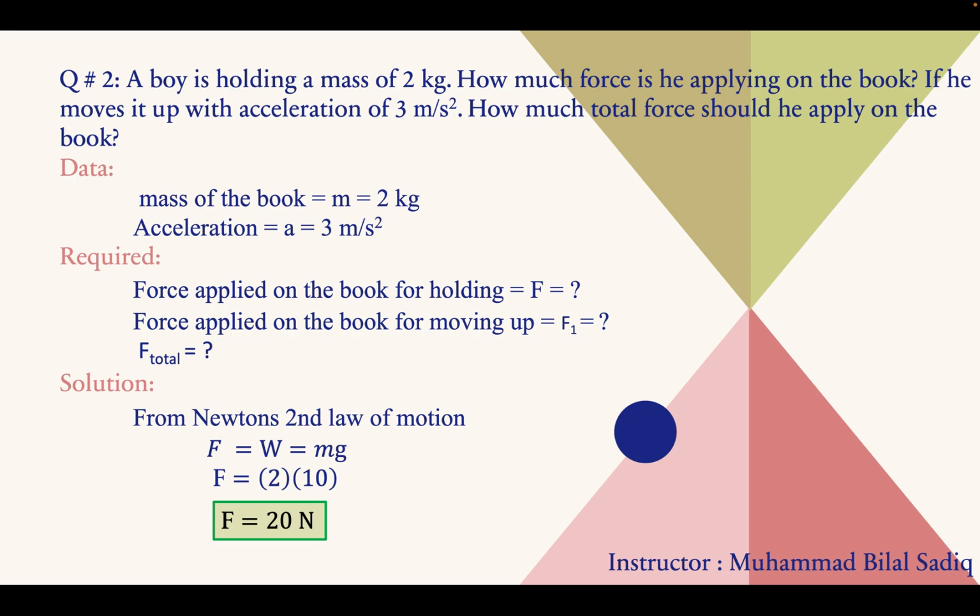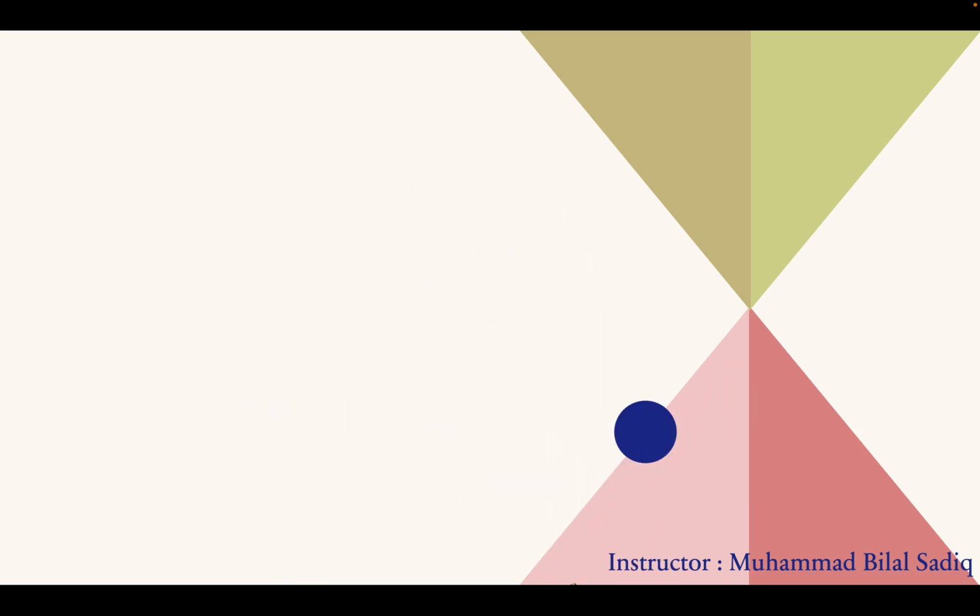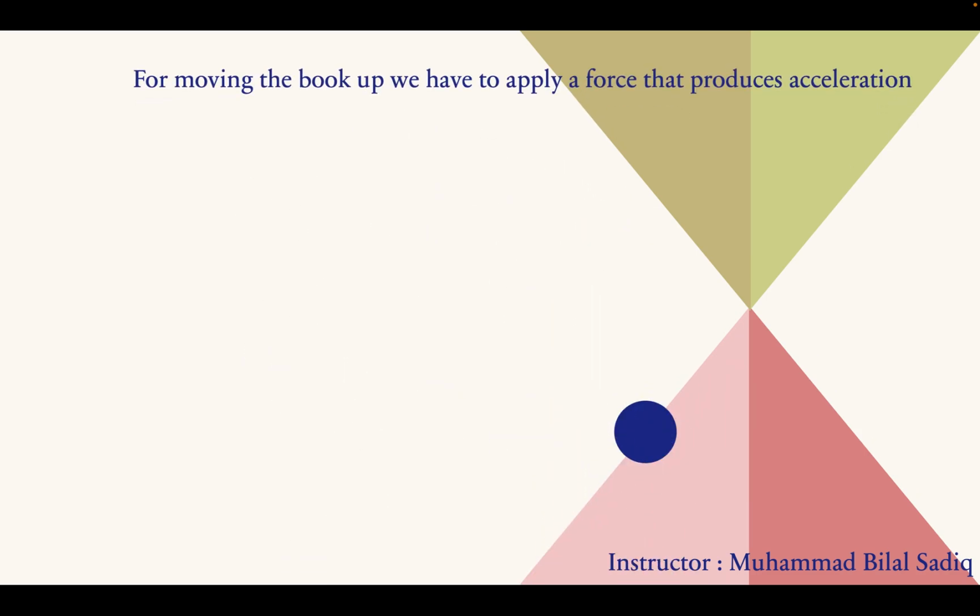Next, I will calculate the value of force F1, which is required to only move the book upward with an acceleration of 3 meters per second square. So for moving the book up, we have to apply a force that produces acceleration, which is given by again Newton's law, and it is F1 equals m multiplied by a. Putting the values, F1 is equal to, in the place of m I have placed the value 2, and in the place of a I have placed the value 3. So total force F1 equals 6 newtons.